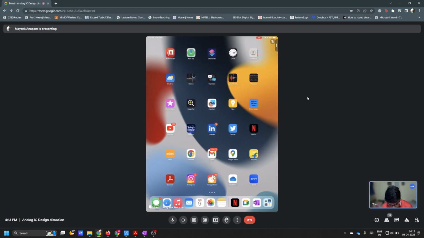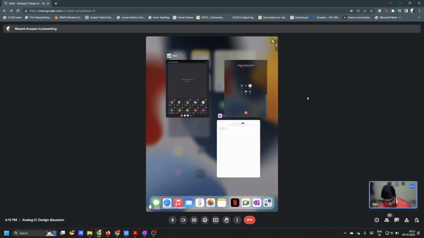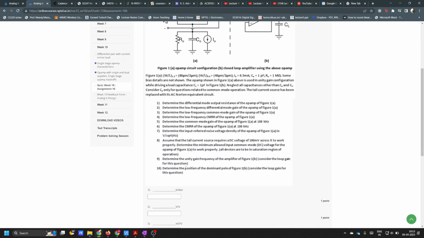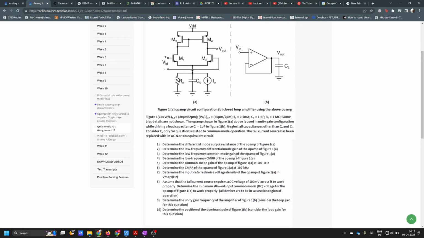Yeah. So what was the question? Yes, sir. Question number eight, sir. What was question number 8? Assume that the tail current source requires a DC voltage of 100 millivolts across it to work properly. Determine the minimum allowed input common mode DC voltage for the op amp to work properly. All devices are to be in saturation region. Yeah, this is the condition.